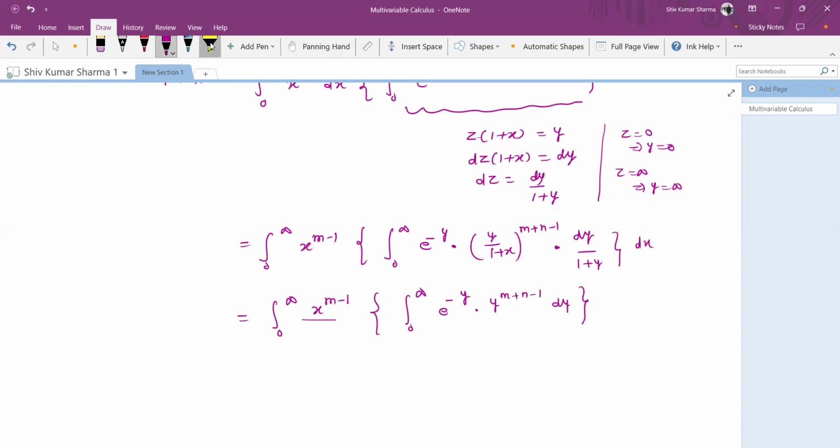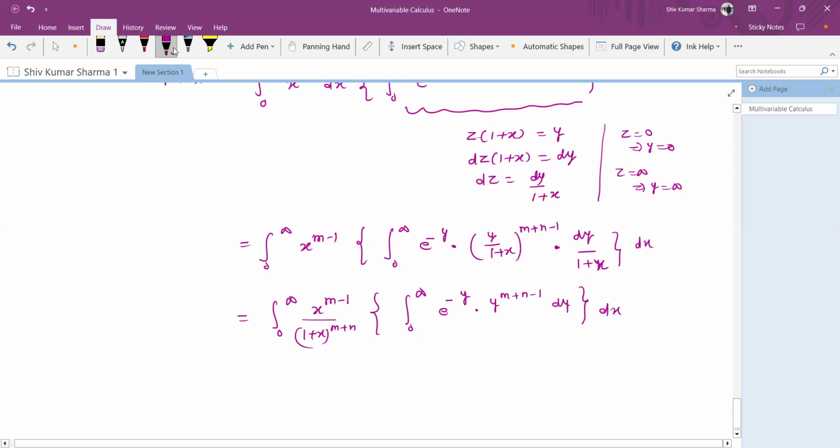We make one change here. So this is 1 plus x here. dz equals dy upon 1 plus x. So this is 1 plus x, 1 plus x. So we note it down as (1 plus x) raised to the power m plus n minus 1 and another (1 plus x). So this gives us (1 plus x) raised to the power m plus n into dx.